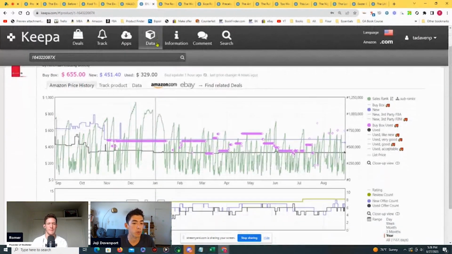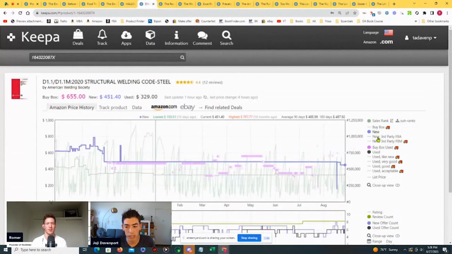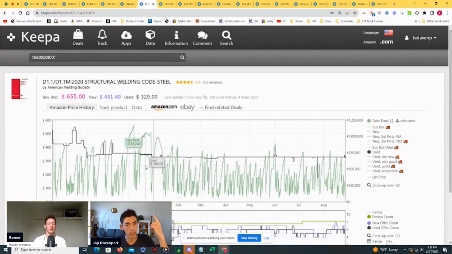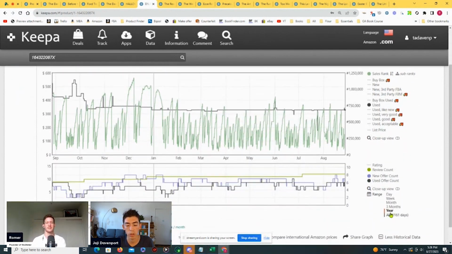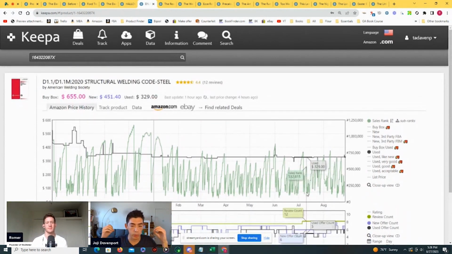There's books that are worth over $300. So let's look at this book here. Again, just the two things, lowest used price and sales rank. This book actually is great. It sells all the time, great sales rank. And can you see what the lowest used price of this book is over time? Wow, 329. Yeah, 320.